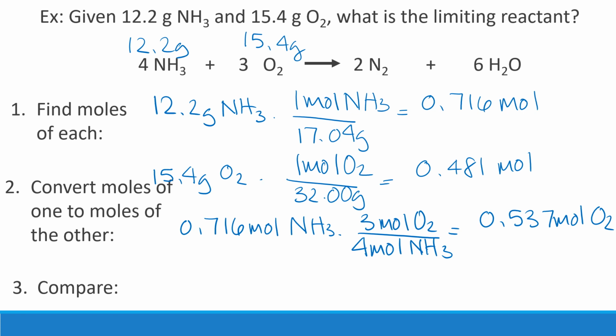Okay, now from this, I have enough information to determine the limiting reactant. So I'm going to compare this and think about what it means. What I've figured out here is if I want to use all 0.716 moles of ammonia, I need 0.537 moles of oxygen. This is what I need. This is what I have. Well, I don't have enough oxygen to fully react with all the ammonia.